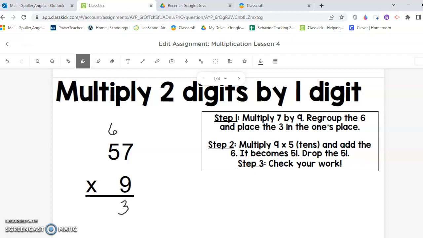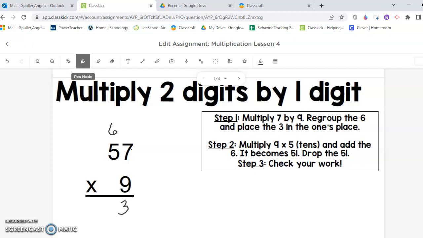When you would have had this, you would have said 7 plus 9. Let's get the right numbers. You would have said that was 16, and you would have regrouped the tens place, right? Same thing goes with multiplication. The tens part of the answer has to be regrouped. So that's why the 6 goes up.